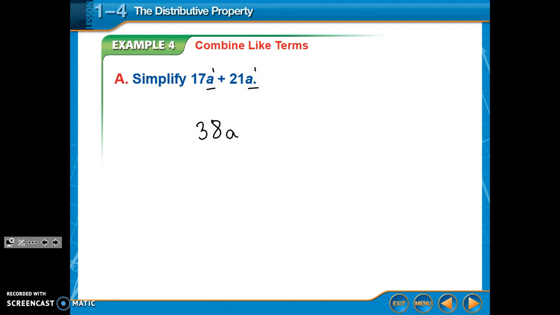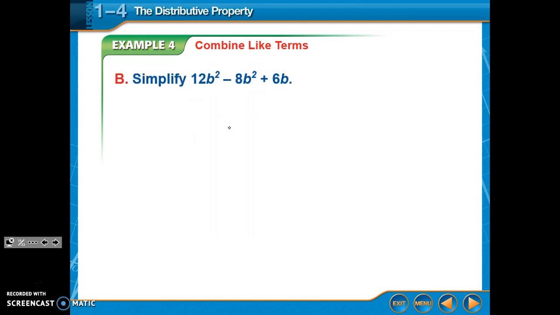So you just add the coefficients, so the numbers in front of a letter are called coefficients. So if I have the same letters on both of them with the same powers, I can add the coefficients to get the new coefficient of 38 in this case.